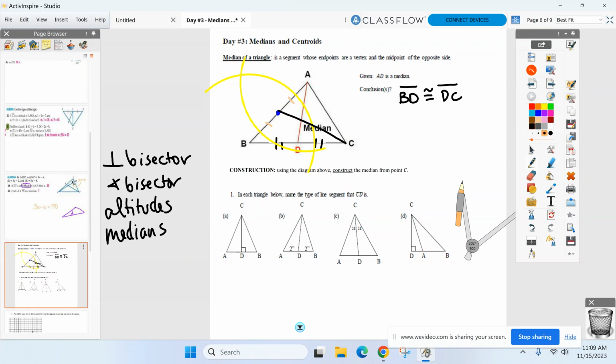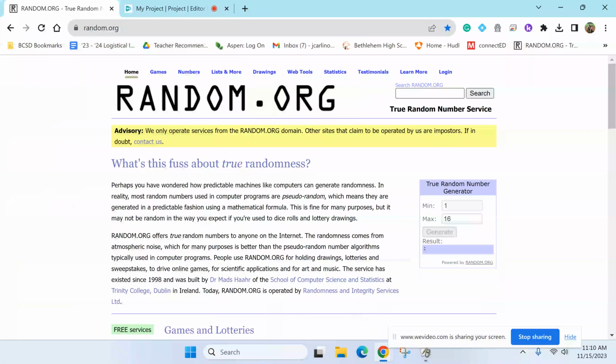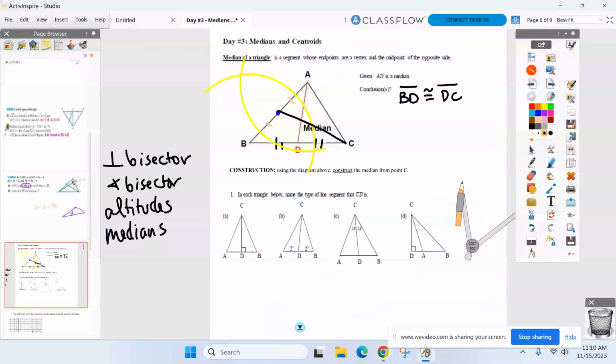Part A, what is CD? Best name for CD? 1-5. Gabby, what'd you guys come up with? That is an altitude, correct. If you think AD is congruent to DB and called it a perpendicular bisector, you're just assuming that because it looks like it. There's no proof there that AD and DB are congruent to make it a perpendicular bisector.